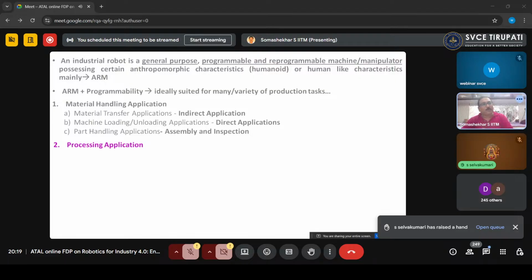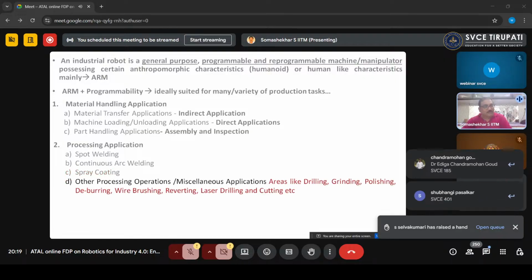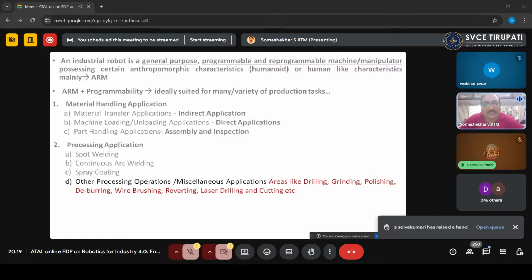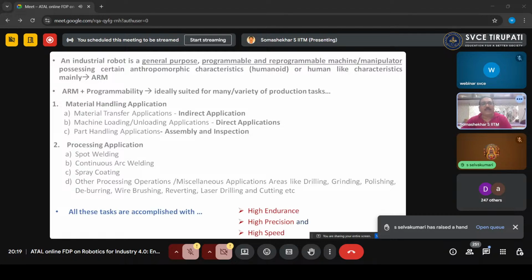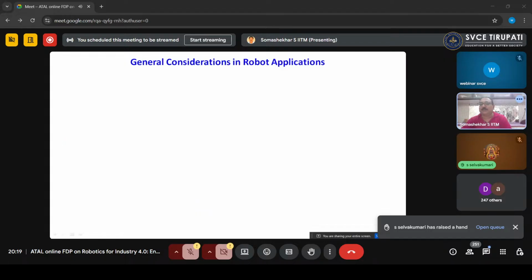Then processing operations, this will include spot welding operations, correct? Continuous arc welding applications, spray coating applications, and other processing operations like drilling, grinding, polishing. These applications are very minimally used by robots. I will tell you the reason behind it. All these tasks, material handling or processing applications, you have to perform with high endurance, high precision, high speed. This is only possible with robots.